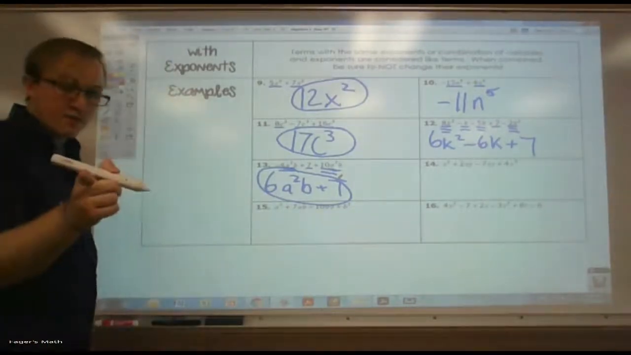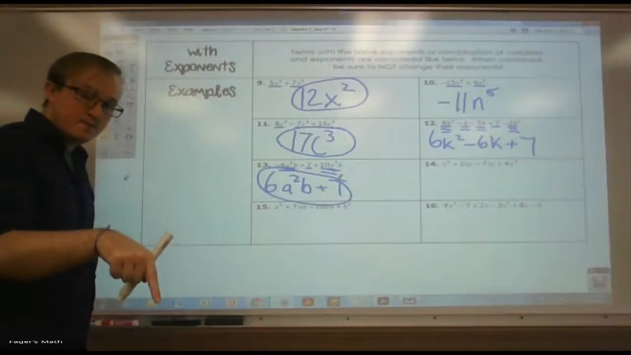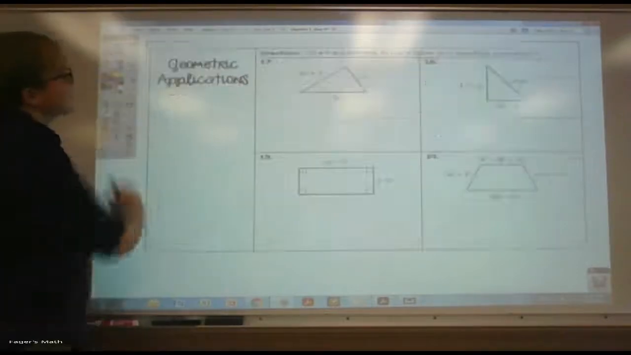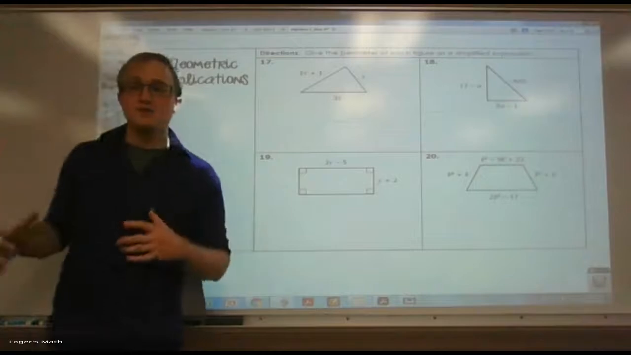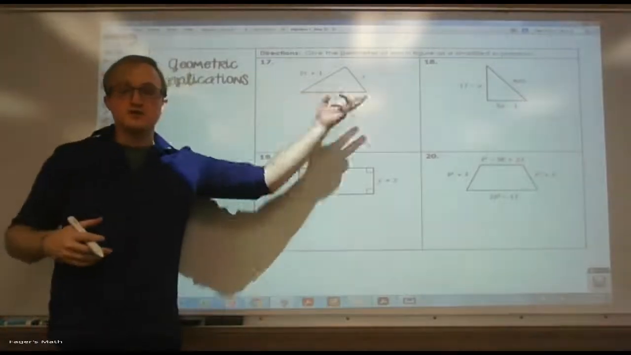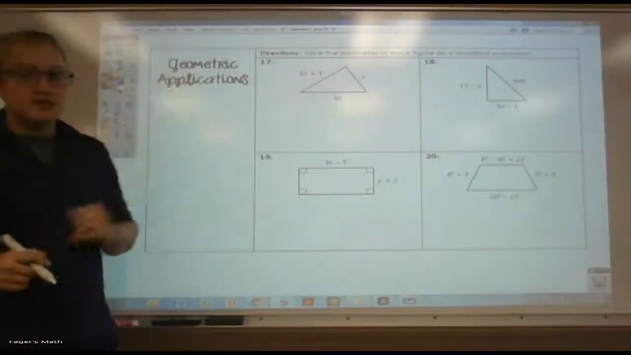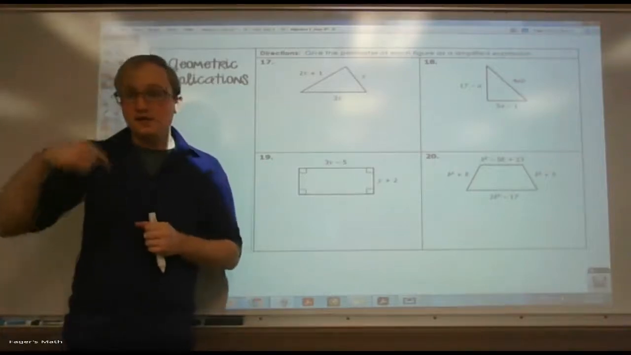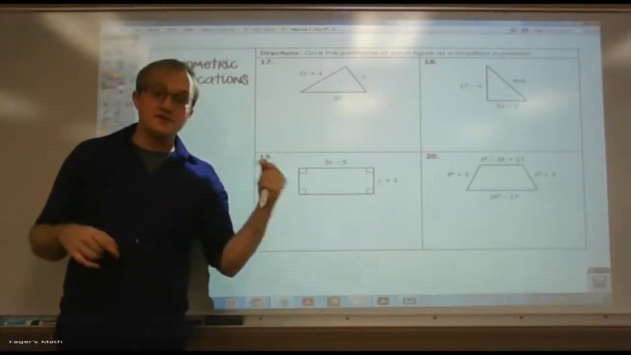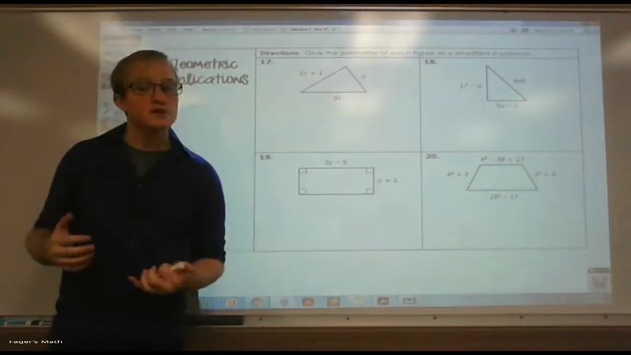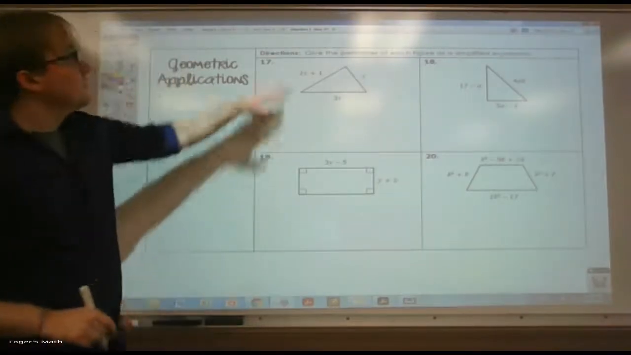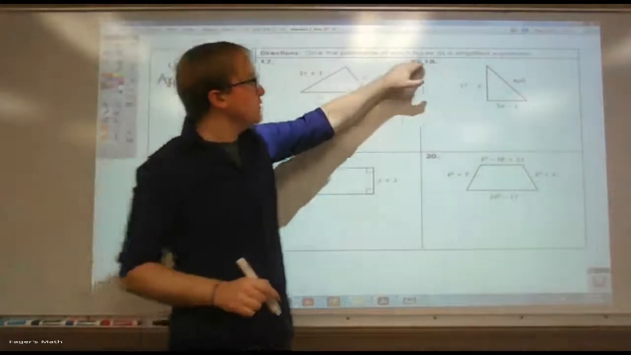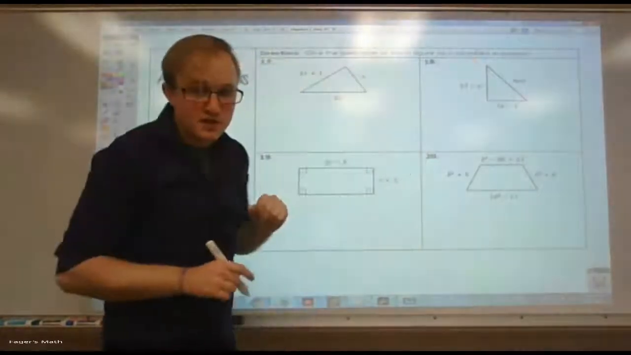All right, so take a moment if you want to finish those, pause the video, and we're going to get right back to it. These are the last 4 examples in our notes, and I'll do the first 2. In a geometric application, geometry, we talk about shapes. We're not there yet, but we can still think about shapes and how to apply this algebraic technique of combining like terms. So, give the perimeter of each figure as a simplified expression.